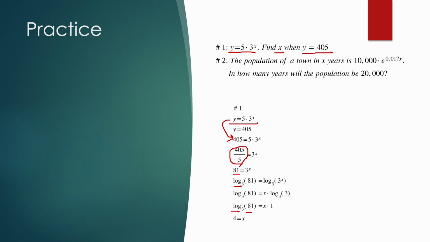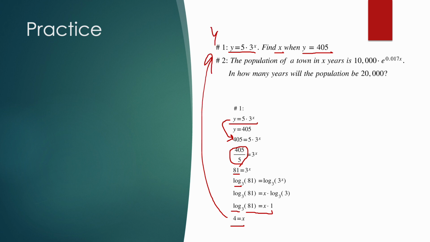And so we say log base 3 of 81 is equal to x, and log base 3 of 81 is going to be 4, because 3 to the 4th is 81. And so 4 is going to be equal to x. And we can just check that really quickly. We can plug this back into the equation, right?